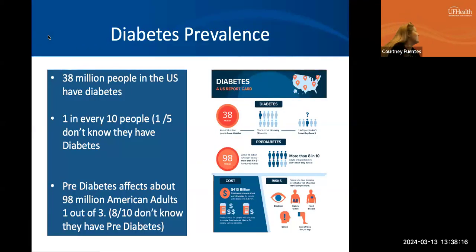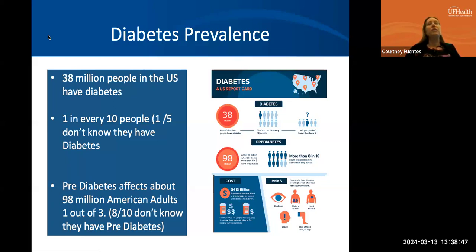All right. So whenever I'm doing talks for different groups, I always like to start off with prevalence. That kind of gives you an idea of what the significance of the problem or issues are. So with diabetes, there's about 38 million people in the US that have diabetes. So that translates to about 1 in every 10 adults have diabetes. 1 out of 5 don't even know they have diabetes. So what that tells you is that there's opportunities for further screening and awareness.